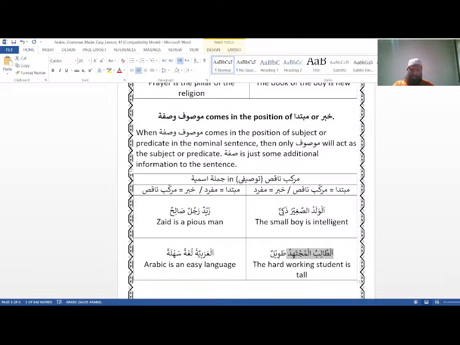Next, al-arabiyyatu, this is the mubtada. We can see alif lam, which is mufrad ism. Lughatun sahlatun. Sahlatun is a description word, easy. So the Arabic language is an easy language. Arabiyyatu, Arabic, lughatun sahlatun, easy language.